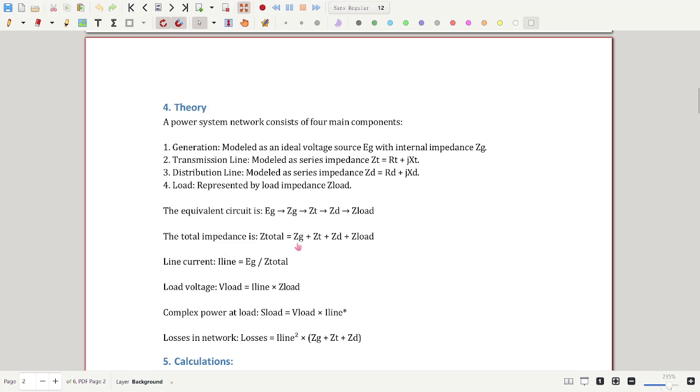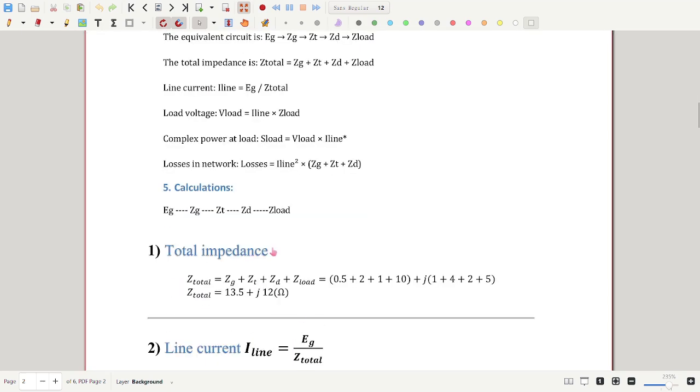The total impedance is calculated as the summation of all these, because they are connected in series. The line current is EG divided by Z total. I am explaining the formulas here on how to calculate the values. The load voltage is the line current multiplied by the load impedance. The complex power at the load is S load equal to V load times I, the line current. The losses in the network are I squared times the total impedance, for the entire network. Now just substitute in the calculation.